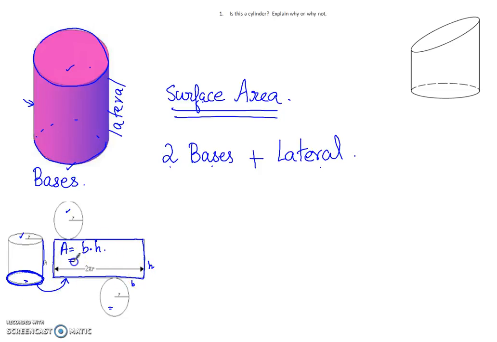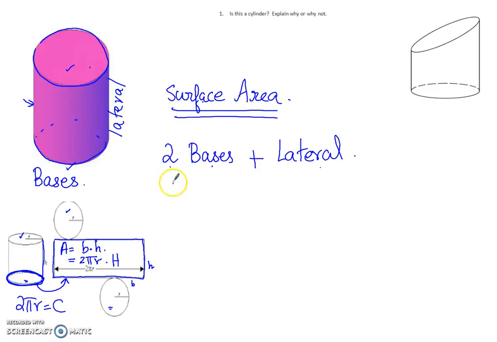So instead of base, I put 2 pi r, which is the circumference of the circle. That becomes the base. And the height is the height of the cylinder. I'm going to put capital H to denote the height of the cylinder. You can also call it an edge, the height or edge of this cylinder.